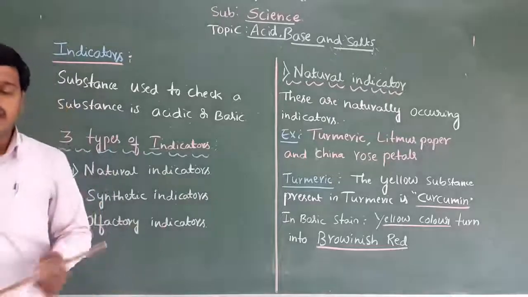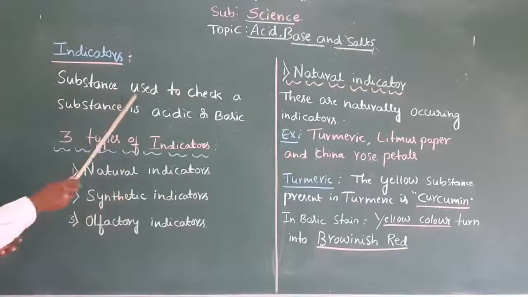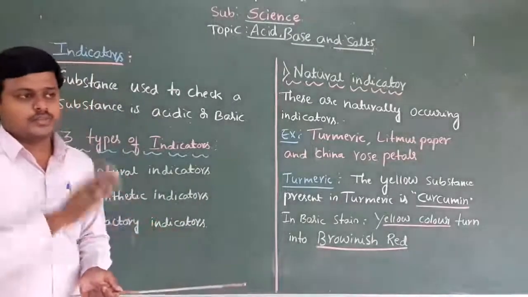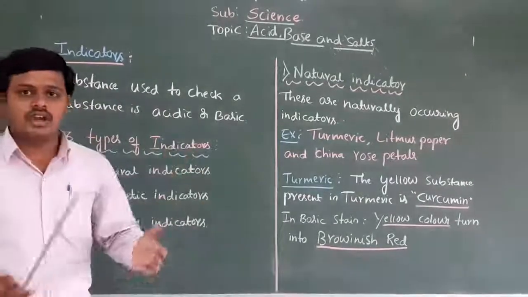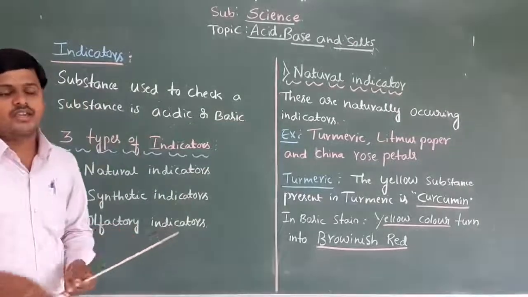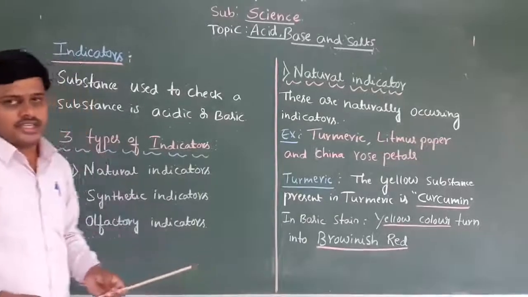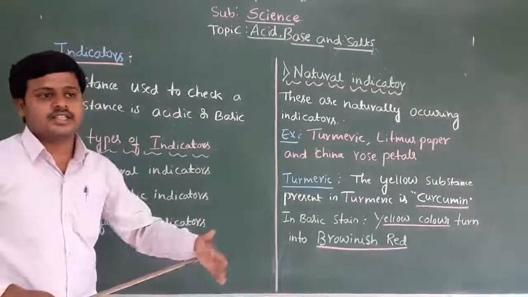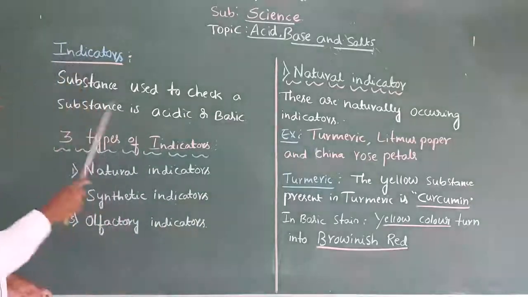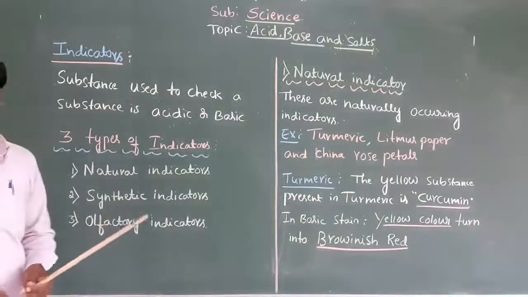So what do you mean by indicators? An indicator is a substance used to check whether a substance is acidic or basic. Whatever we are using in our day-to-day life, we have to identify which one is acidic or which one is basic, so we have to use indicators. So how many types of indicators are there?